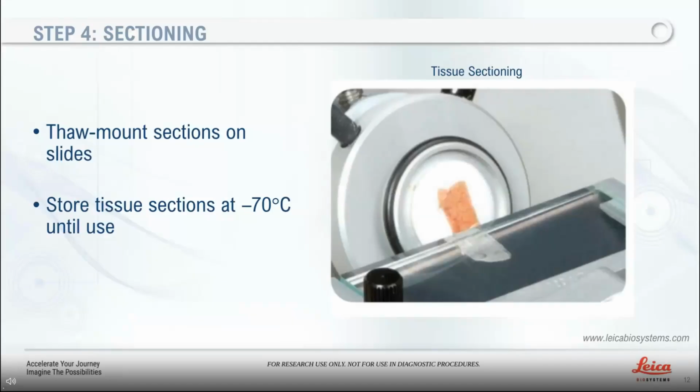Step number 4, sectioning. I prefer to section tissue at minus 20 degrees Celsius and thaw mount sections on slides. Slides may be dried on a slide warmer at 37 to 40 degrees Celsius for a few minutes, and tissue sections should be stored at minus 70 degrees Celsius until use.